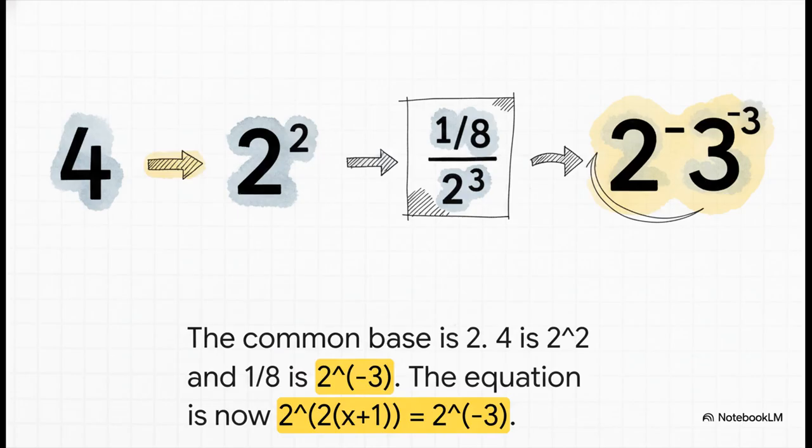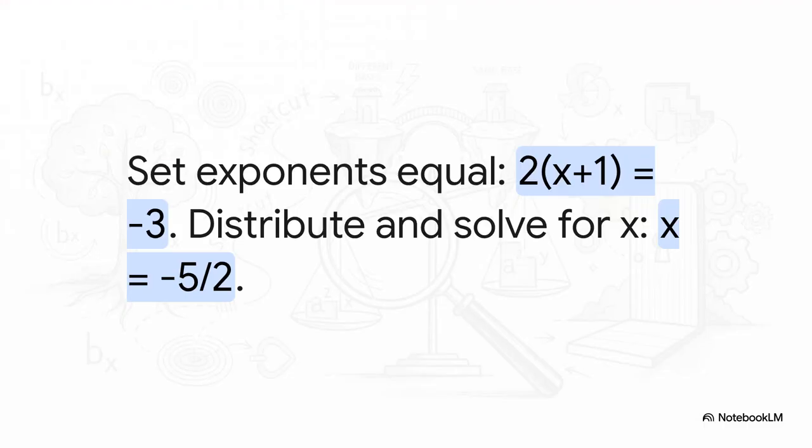Now for that fraction, 1/8, you have to remember that a negative exponent just means you flip the number. You take the reciprocal. So since 8 is 2 cubed, 1/8 is the exact same thing as 2 to the power of -3. This is a really key trick for handling fractions in these problems. And now we just set our exponents equal. So 2 times the quantity x plus 1 equals -3. We distribute that 2 across the parentheses to get 2x plus 2 equals -3. Then, subtract 2 from both sides, divide by 2, and we land on our final answer, x equals -5/2.